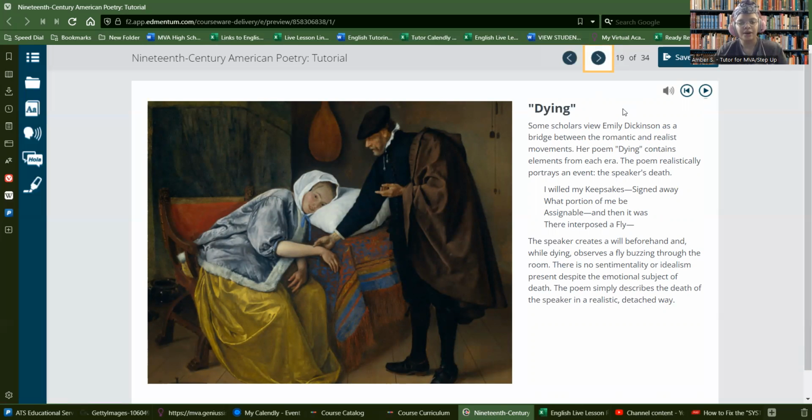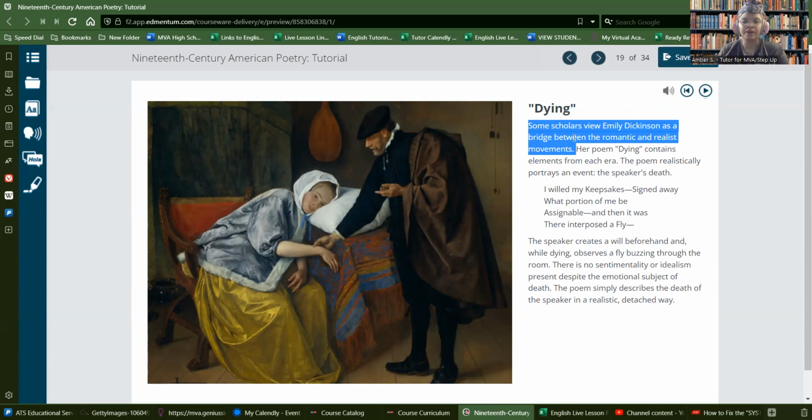Okay, hopefully you took a moment to pause and read Dying by Emily Dickinson if you're here. So we're here on slide 19. And we're just going to go over some of the points about the poem and the literary devices that she used. So here, they pretty much tell you that some scholars view Emily Dickinson as a bridge between the Romantic and Realist movements. So the questions kind of gave you a hint from the previous slide 17, that she uses elements of both in her poems.